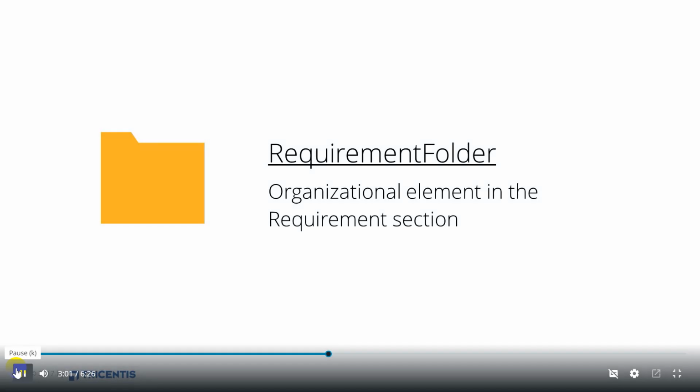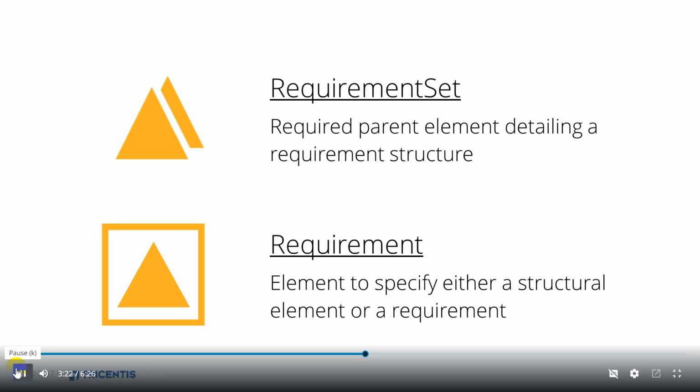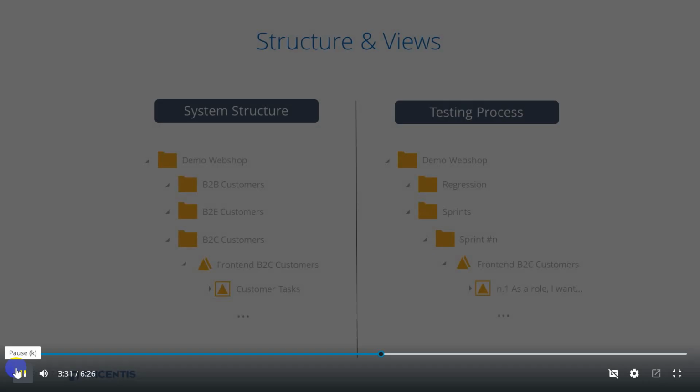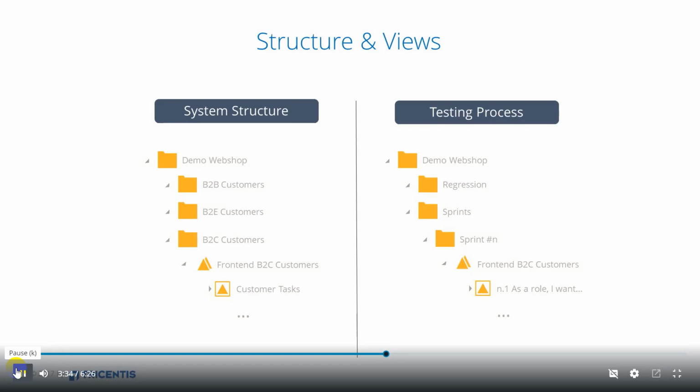To begin in Tosca, it is highly recommended to first create a folder structure in the requirements section, reflecting the system structure or the testing process. You can structure these with subfolders as needed. This same folder structure can then be used in other sections as an overall project folder structure. Within these folders, requirements will be organized within requirement sets. These requirement sets contain groups of requirements which represent different aspects of the application, for example, front-end, back-end, or non-functional in a waterfall project. Or requirement sets can be set up to reflect testing process-related views, like regressions or sprints.